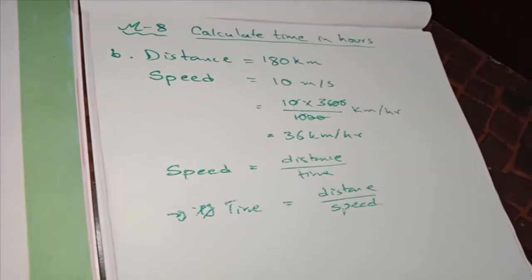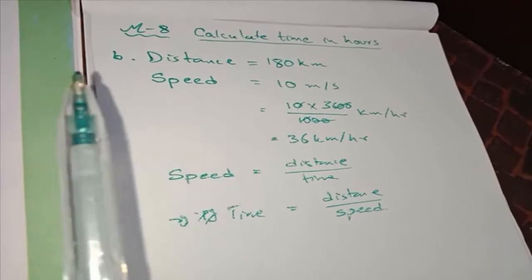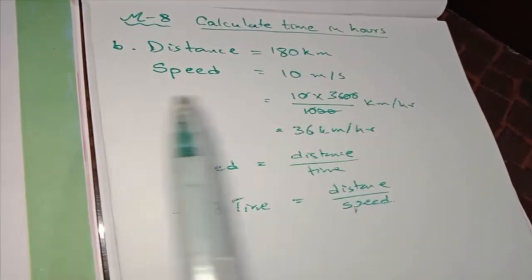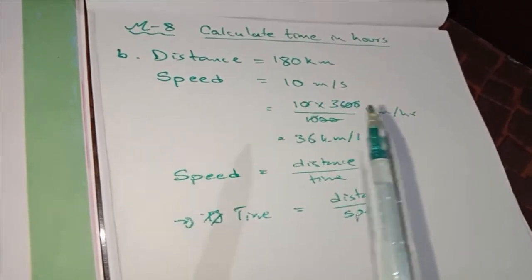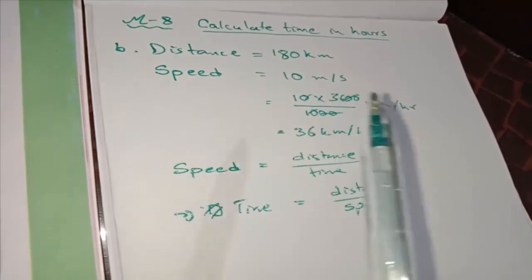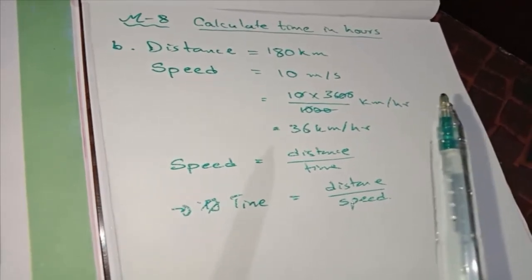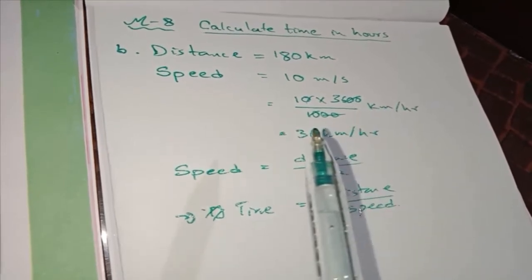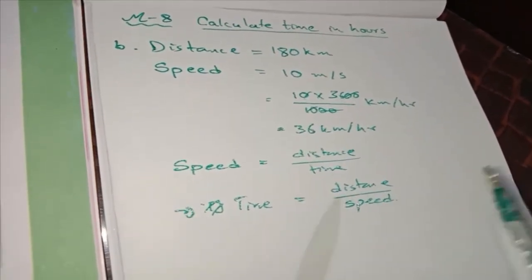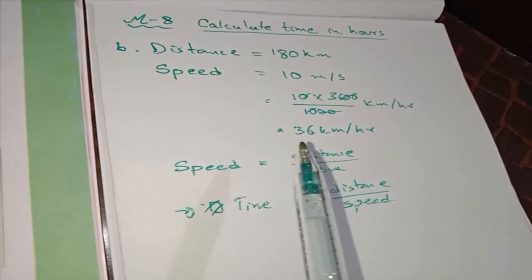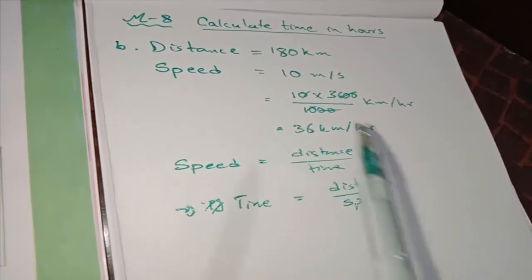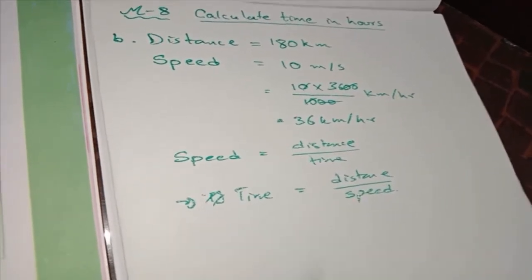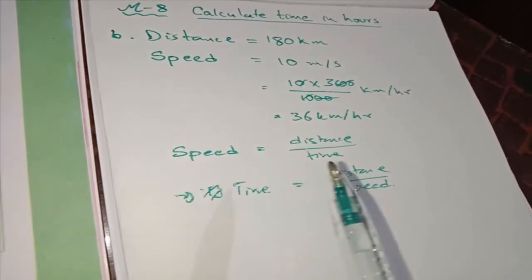In module number 8, we have to calculate the time in hours. Let us consider question number B. Distance is given as 180 km and speed is given as 10 meter per second. Now to convert 10 meter per second into kilometer per hour, what we will do? We will multiply 10 with 3600 and divide it by 1000. After cancelling out the zeros, we are left with 36 km per hour. This is just a conversion from meter per second to kilometer per hour. You already know this.